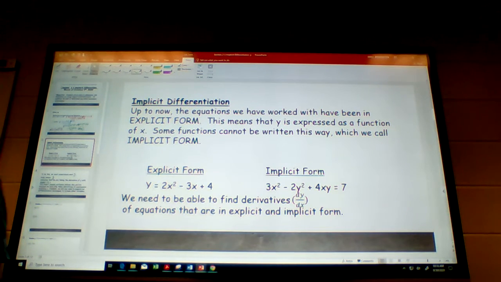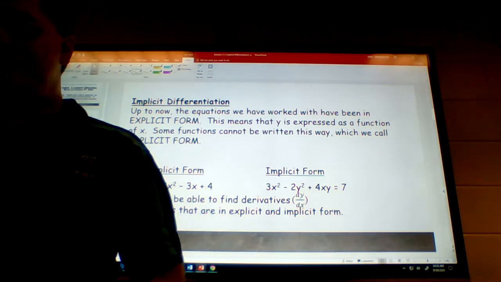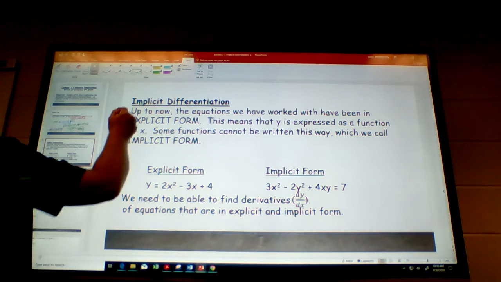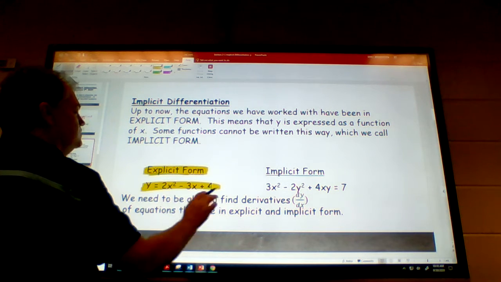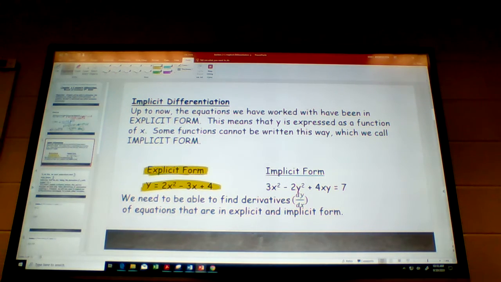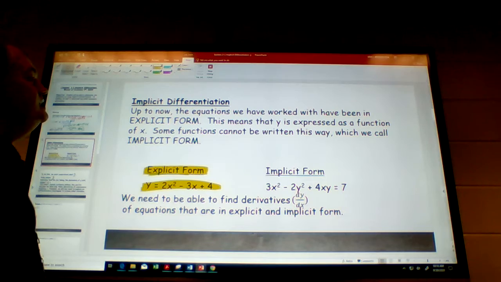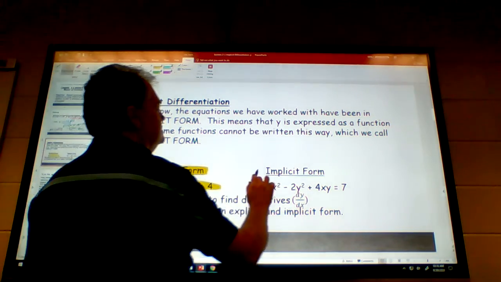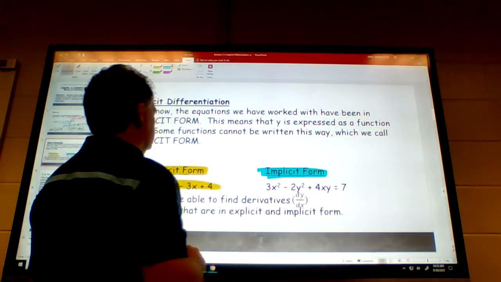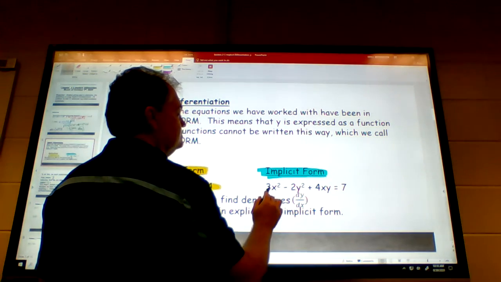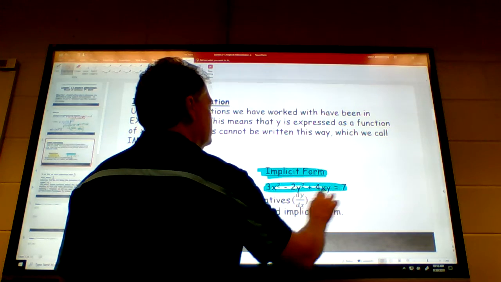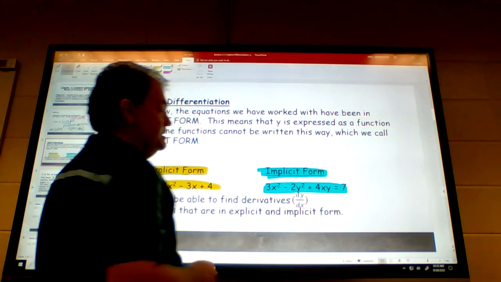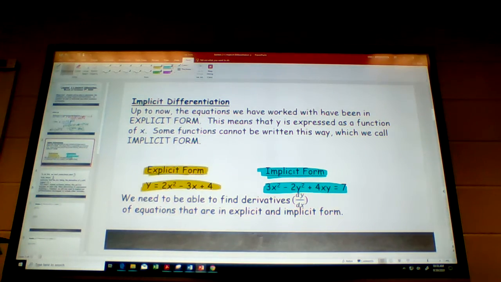Now, implicit differentiation. You've been dealing with explicit differentiation where you get everything on y by itself. So you have y prime or dy dx. Now, implicit, right here, you have the following. You have the x's and the y's sometimes combined together all on one side of the equation.